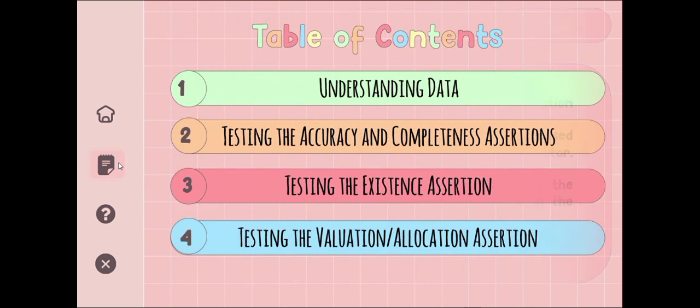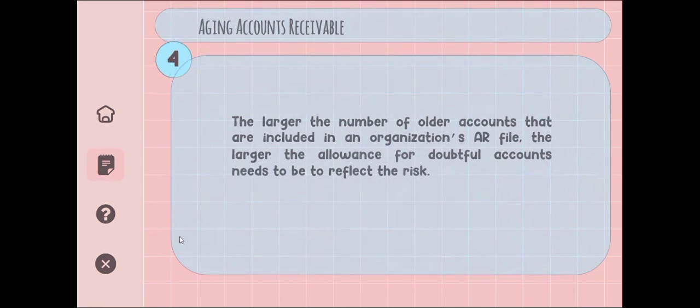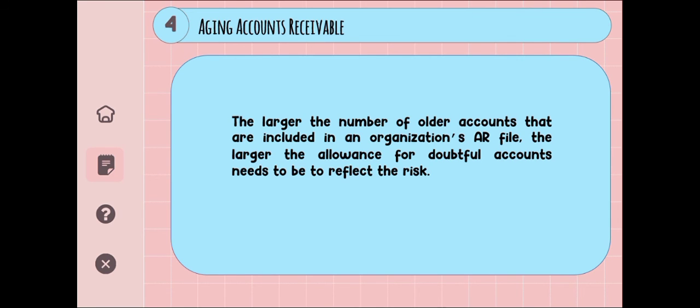The last one is testing the valuation and allocation assertion. The auditor's objective regarding proper valuation and allocation is to corroborate or refute that accounts receivable is stated at net realizable value. To achieve this objective, the auditor needs to review the accounts receivable aging process to determine that the allowance for doubtful accounts is adequate. Thus, the larger the number of older accounts that are included in the organization's AR file, the larger the allowance for doubtful accounts needs to be to reflect the risk.